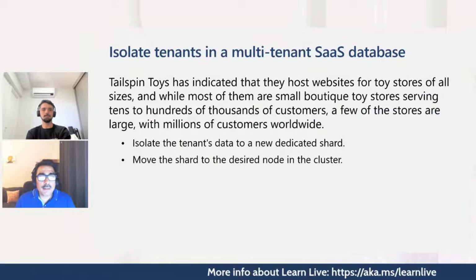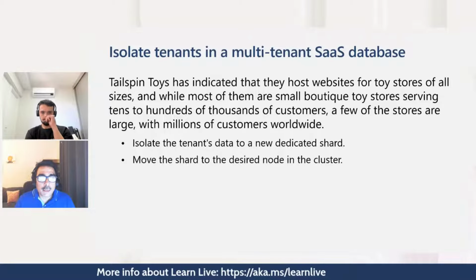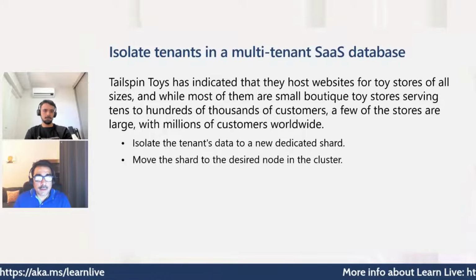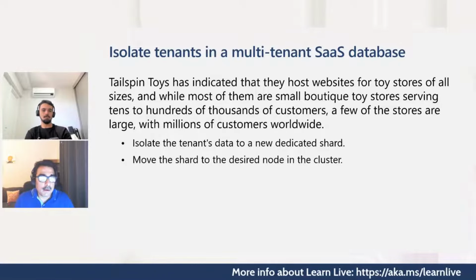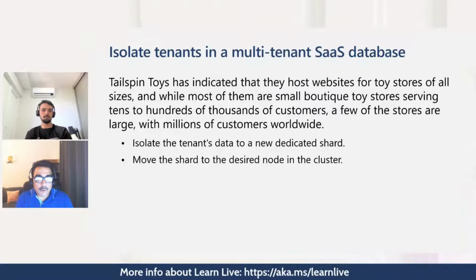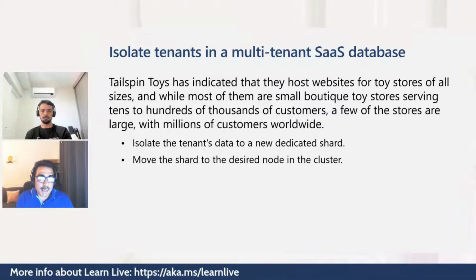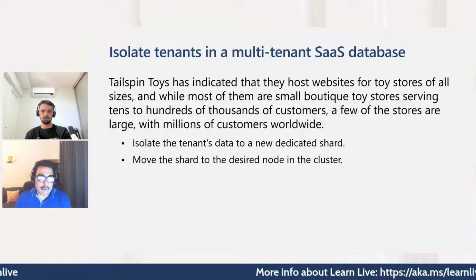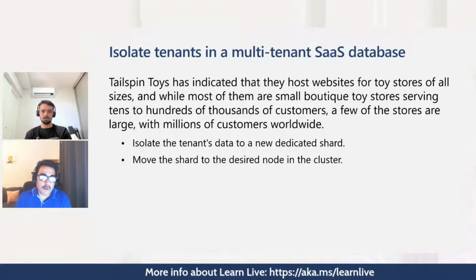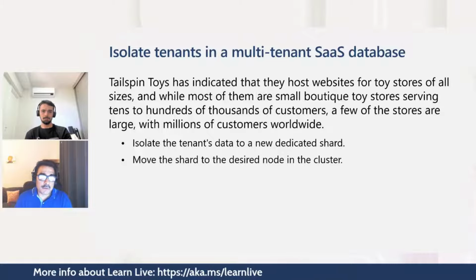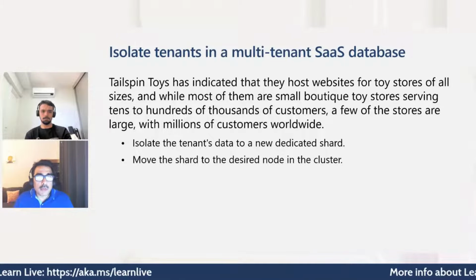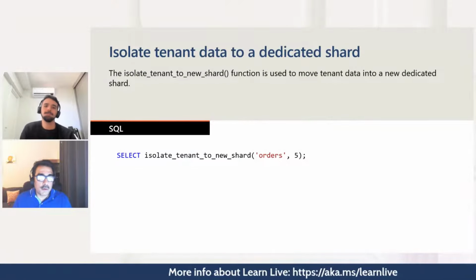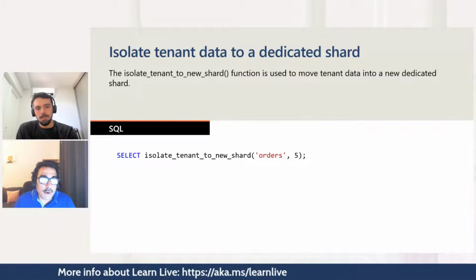So we have to isolate the tenant's data to a new dedicated shard. We have to pull it out from the shard where it exists with other tenant IDs. As you know, a shard has multiple tenant IDs in there. So in our example, we need to pull out tenant ID 5 from the existing shard, create a new dedicated shard, and move all the records for that particular tenant ID into that dedicated shard. And move the shard to the desired node in the cluster, either a node which is less utilized, or maybe create a new node and just move the shard in there.